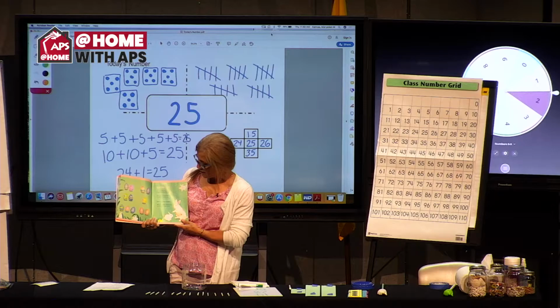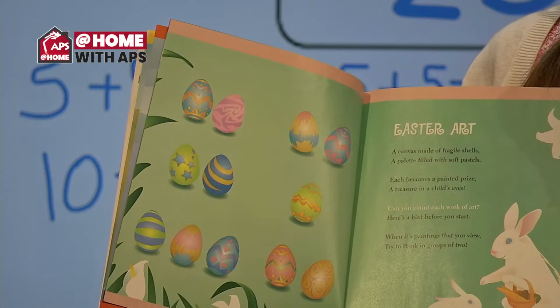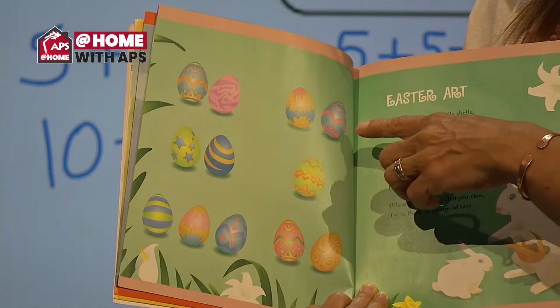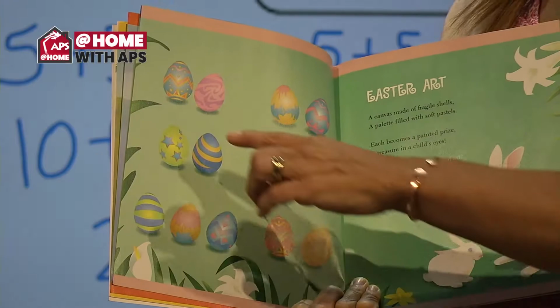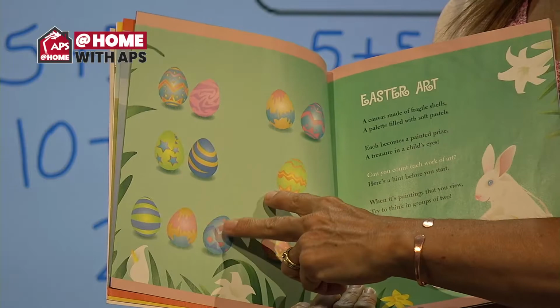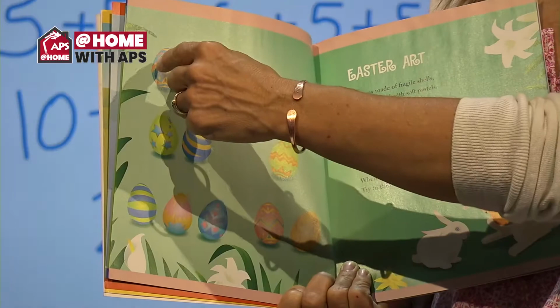When it's painting that you view, try to think of groups of two. Do you see any groups of two there? Huh. Well, these are obviously kind of in groups of two, right? And maybe we could use this as a group of two, and then that one as our last group of two. Let's try it. Let's count by twos. 2, 4, 6, 8, 10, 12. We'll double check it. 2, 4, 6, 8, 10, 12. I think there are 12 of those pretty eggs.